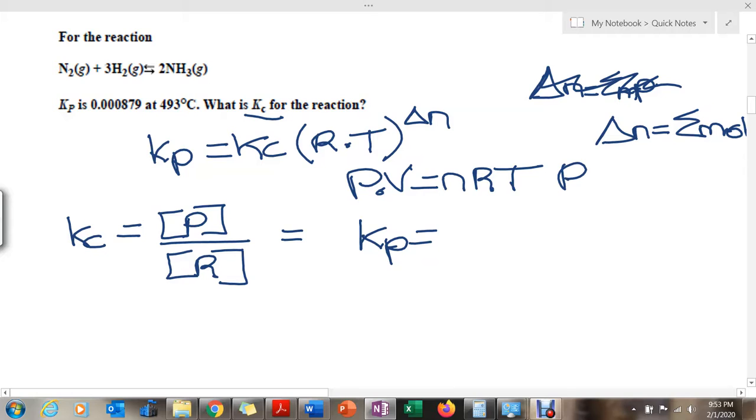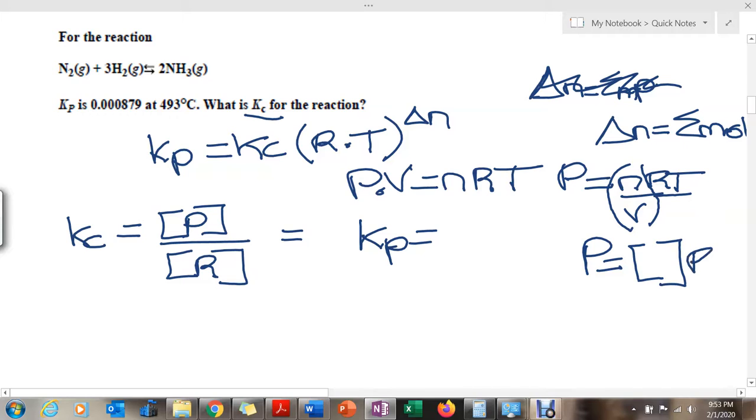P equals nRT divided by the volume. But n over the volume is concentration, right? So P would be the concentration of the gas multiplied by RT. So that's where it's coming from.